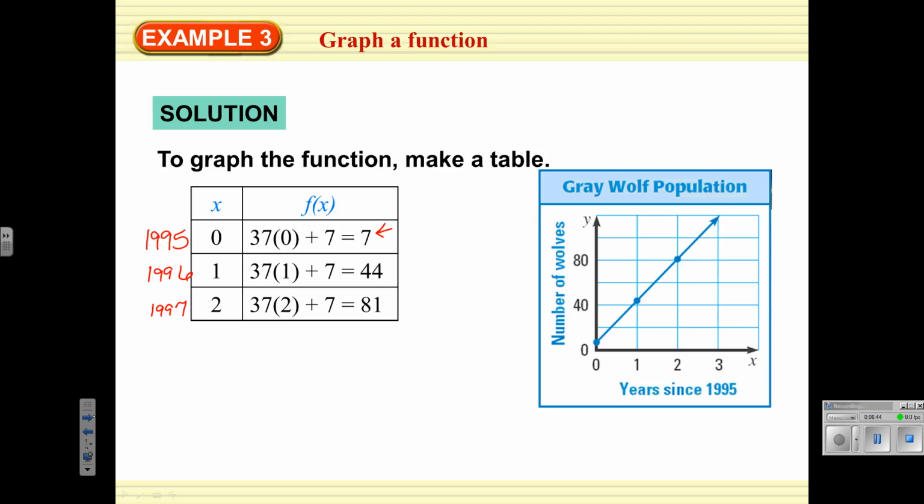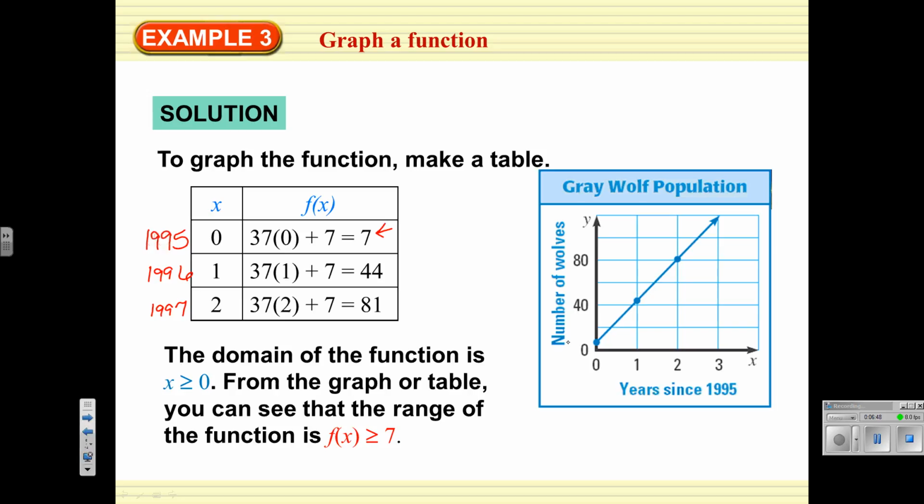Okay? Now, the domain. The domain of the function is x is greater than or equal to 0. Why does it have to be only positive numbers? Why can x not be negative numbers? The main reason is years since 1995, we're not looking at any years before 1995, so we're not going to go into the negatives. Plus, we can't go into negative wolves.